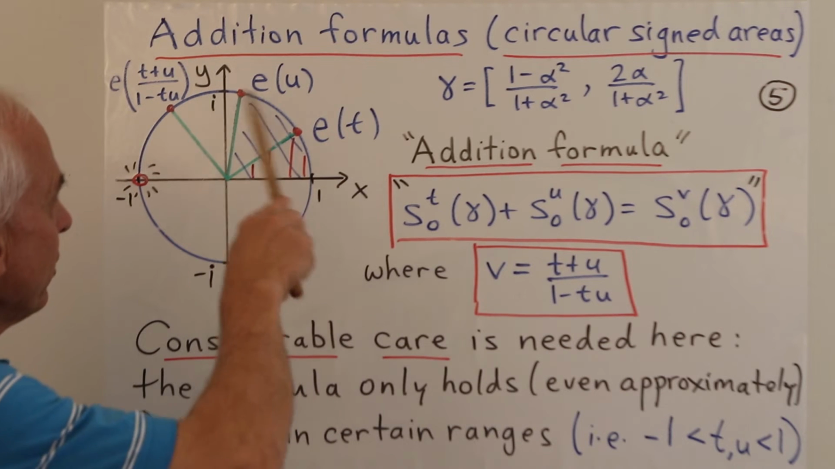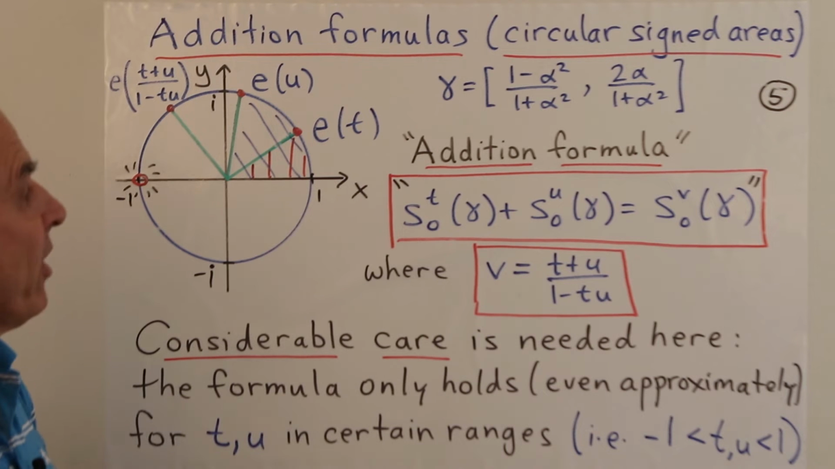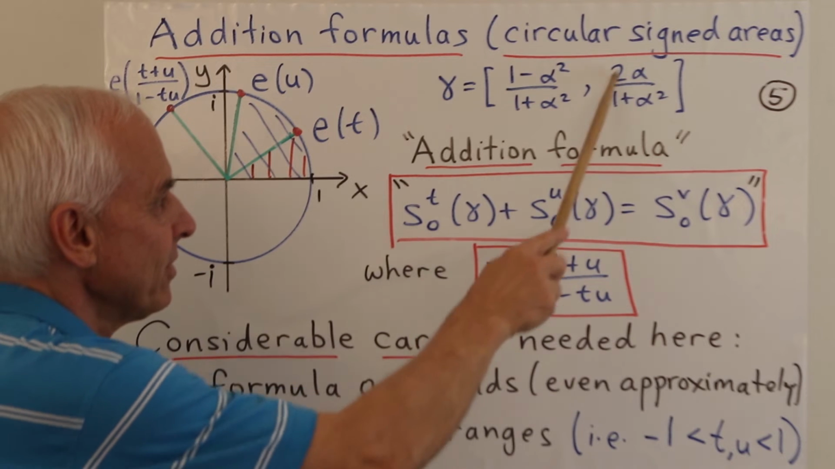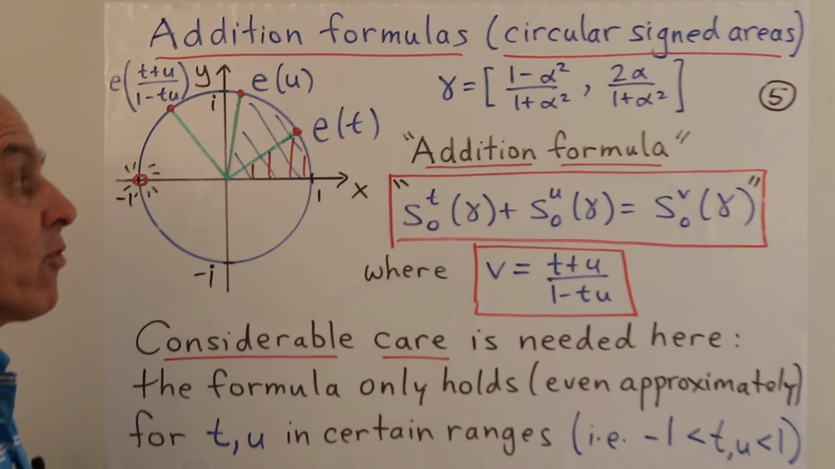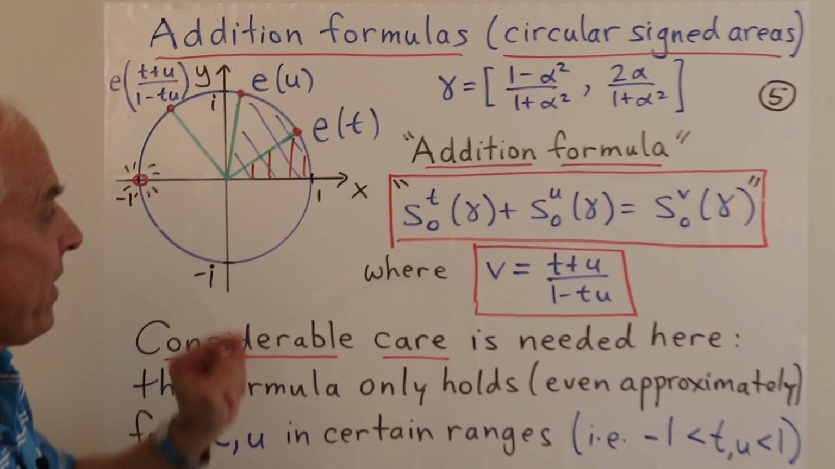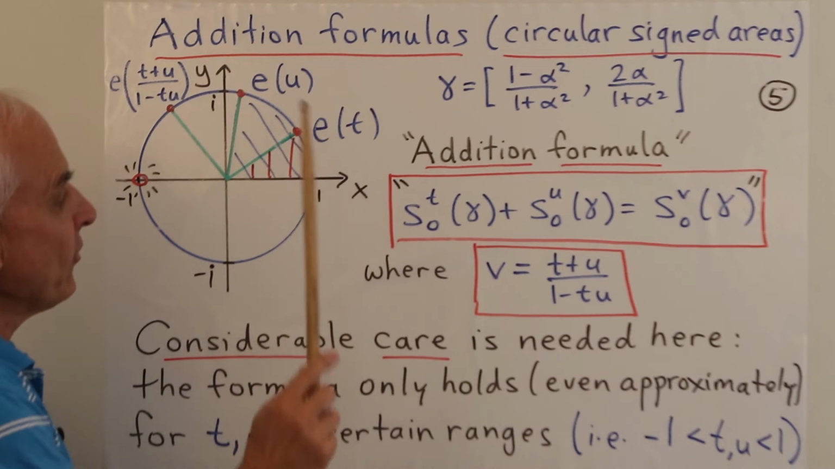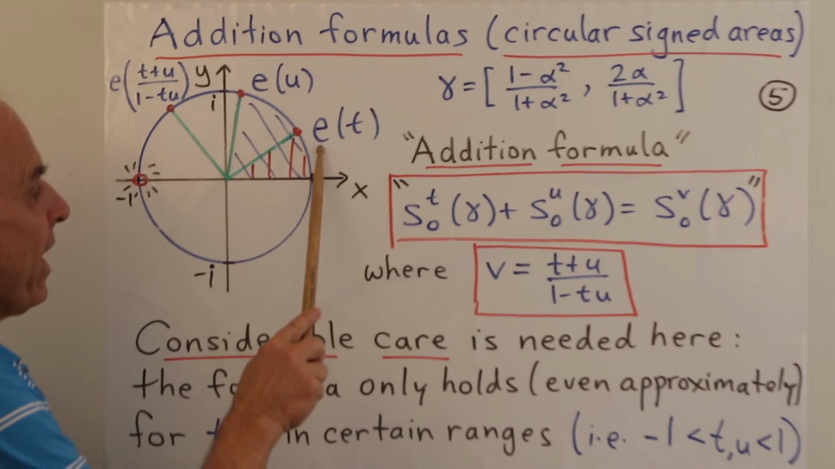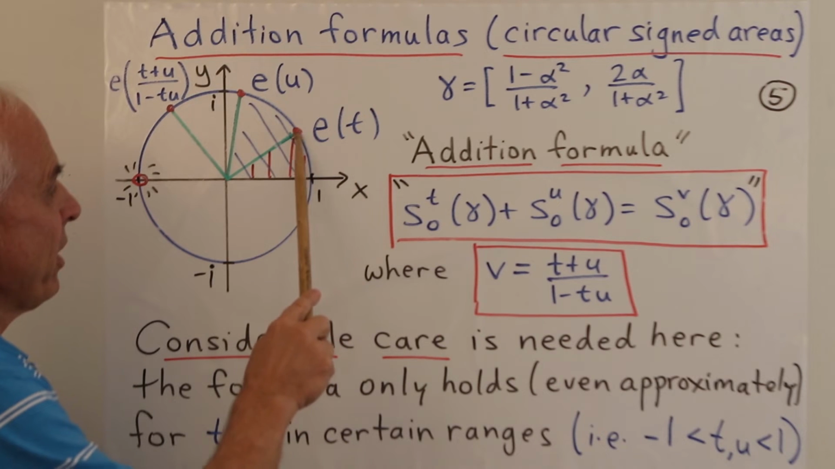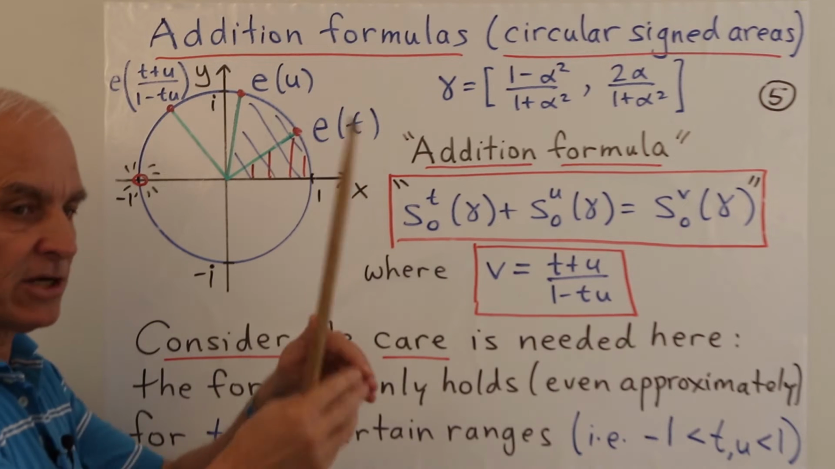So here is our unit circle. Here is a quotient polynumber parameterization of it, the standard one. So gamma equals these two functions, 1 minus alpha squared over 1 plus alpha squared, and 2 alpha over 1 plus alpha squared. And then the corresponding addition formula relates these 3 signed areas. One at e of t, so t is some parameter, and e of t is this point here. And so the first one is from 0 up to t, so it's that signed area, that sector.